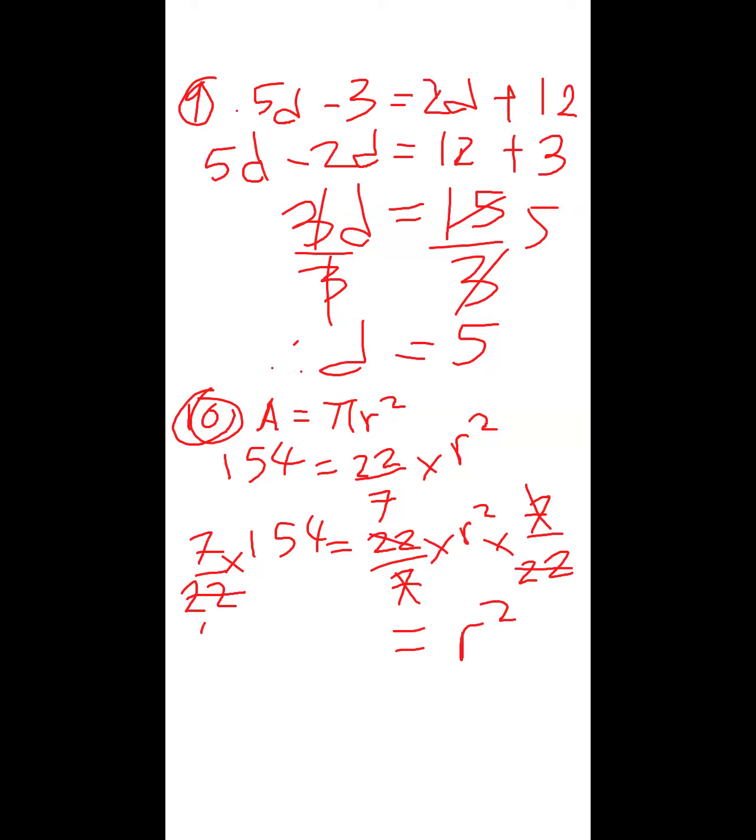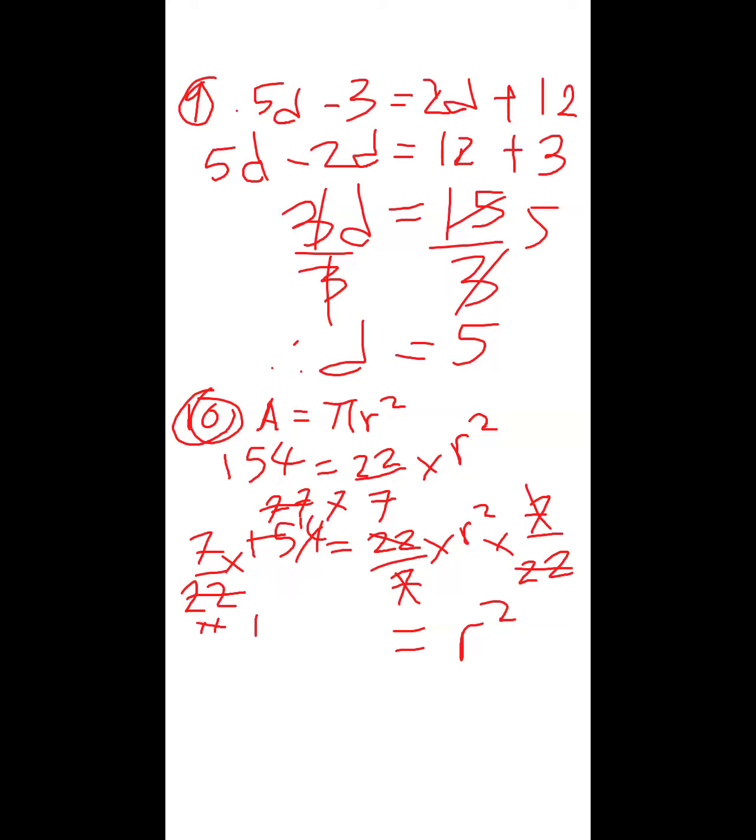So 2 in 22 is 11. 2 in 50 is what? 7, right? Remainder 1. And then 2 in 14 is 7 again. So that gives us 77. 11 can go in itself 1. 11 can go into 77 how many times?